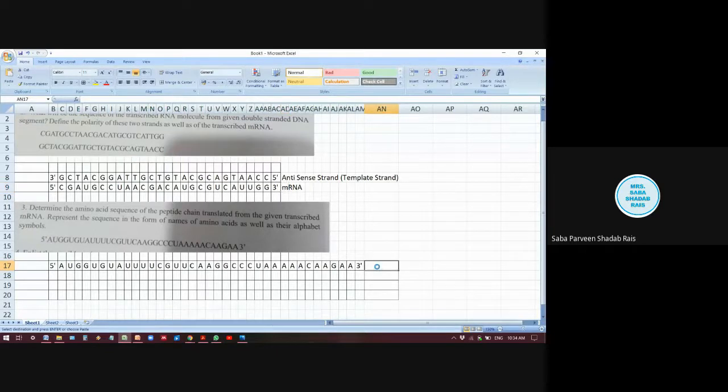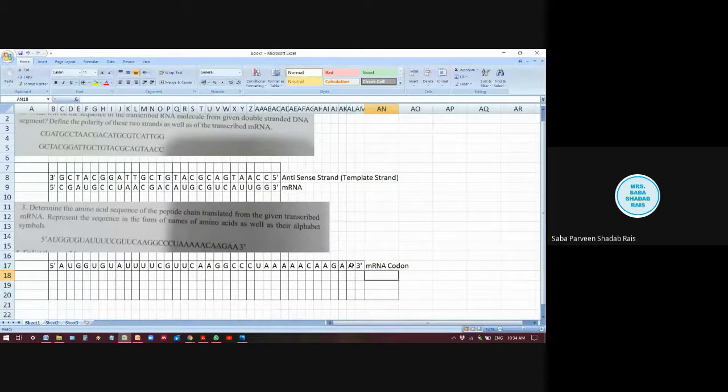Now, students, we know that the mRNA has codons, right? This is the mRNA codon. Okay. Now, what will we do first? First, we will write the anticodon.